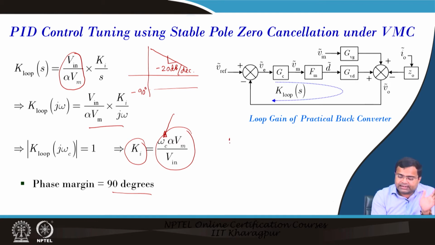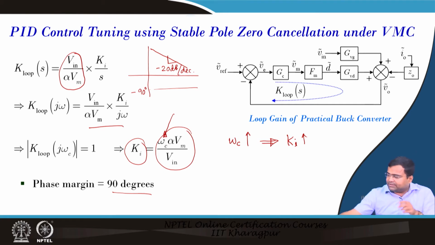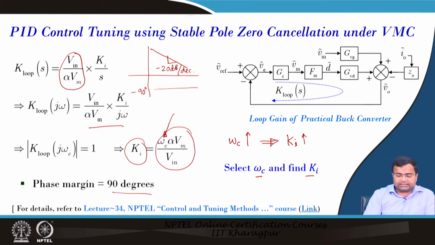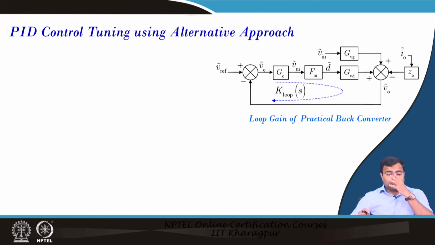Now, if we increase omega c, that is the crossover frequency, then we need higher integral gain, or vice versa. That means if you increase the integral gain, your gain crossover frequency will increase. And we have discussed: select omega c, find Ki. And we have discussed in lecture number 34 that this way of PID controller design has a problem of model matching, because the model was not matching much lower than 1/10 of the switching frequency, because it is very difficult to get a first order expression, particularly by means of exact pole zero cancellation, and that we have discussed. There can be an alternative approach of PID controller design, because in digital control we are going to use a digital PID controller.